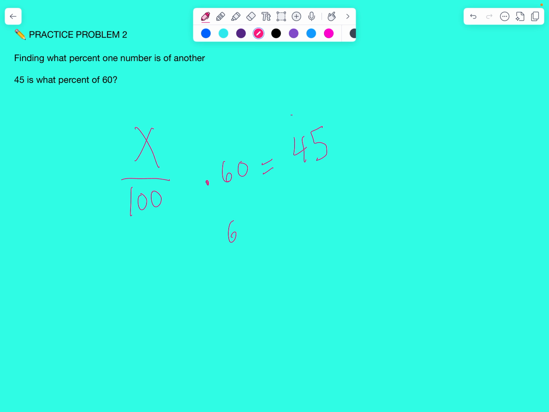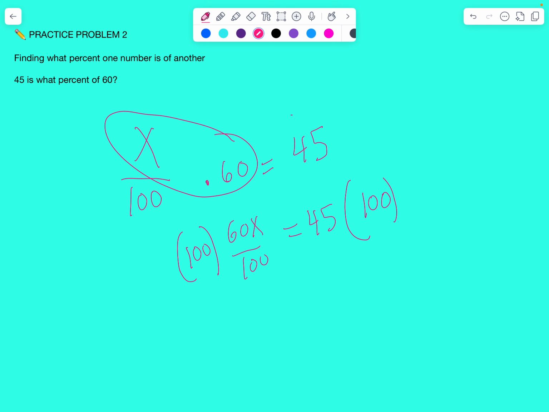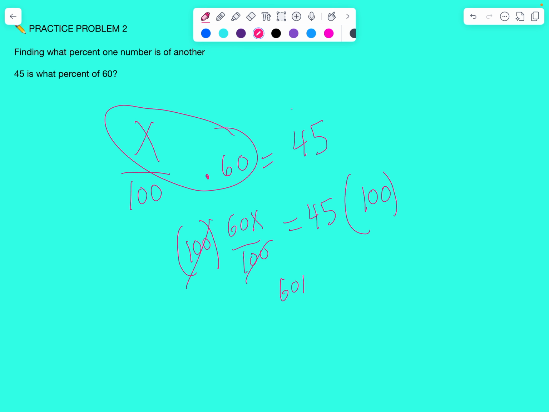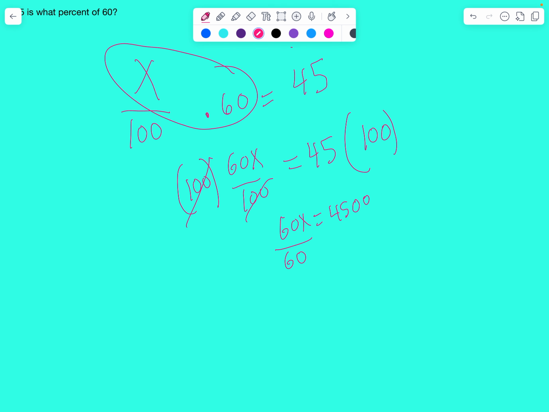So we have 60x over 100. You multiply your numerators and you have it over the denominator equals 45. I'm going to multiply both sides by 100 because I want to get what x is. I do not need that denominator there. So I'm going to cancel 100 on both sides, on this side. And I have 60x equals 4,500. I multiply both sides by 100, you guys, because what I do on one side, I must do to the other. I'm going to divide both sides by 60.